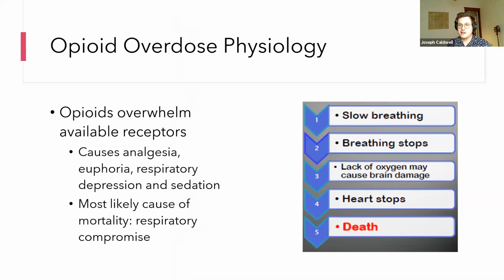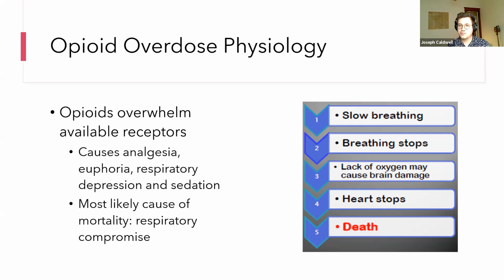But when we're talking about the actual physiology of an opioid overdose, right? When we're ingesting an opioid, if we have too much, it's going to be an overloading of those opioid receptors in our body. And this is causing euphoria, respiratory depression, and sedation to whatever specified degree the patient is seeking. As we mentioned, though, because it can be easy to not know what is in your supply, or if you're mixing drugs for whatever reason, the likely cause of mortality is going to be that respiratory compromise.